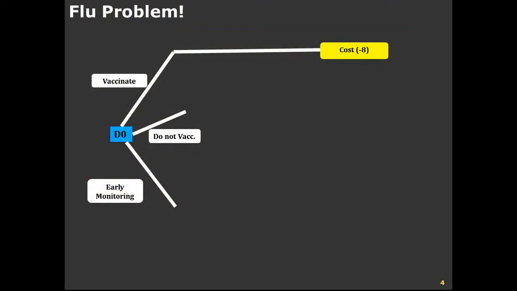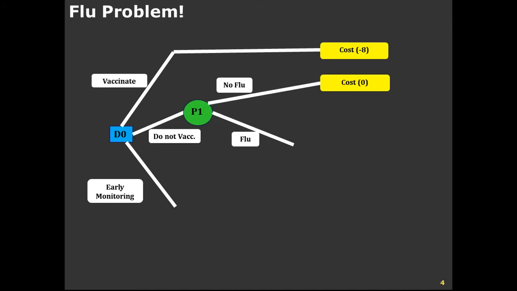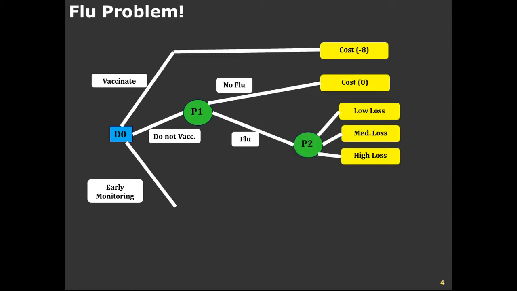Let's draw the decision tree first. As you can see, we have 3 options: vaccinate, do not vaccinate, and early monitoring. If you do not vaccinate, there is a probability of the flu striking, and there's a probability that the flu would not strike. If the flu does strike, we have a low loss situation, a medium loss, and a high loss.